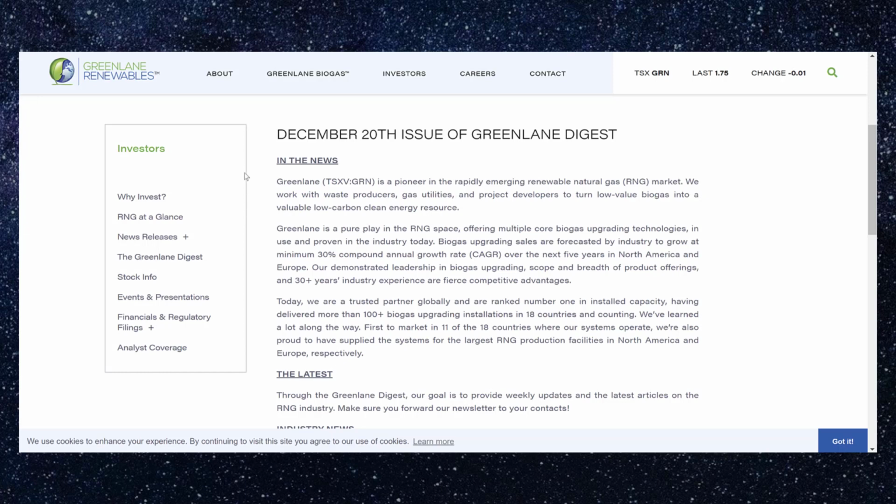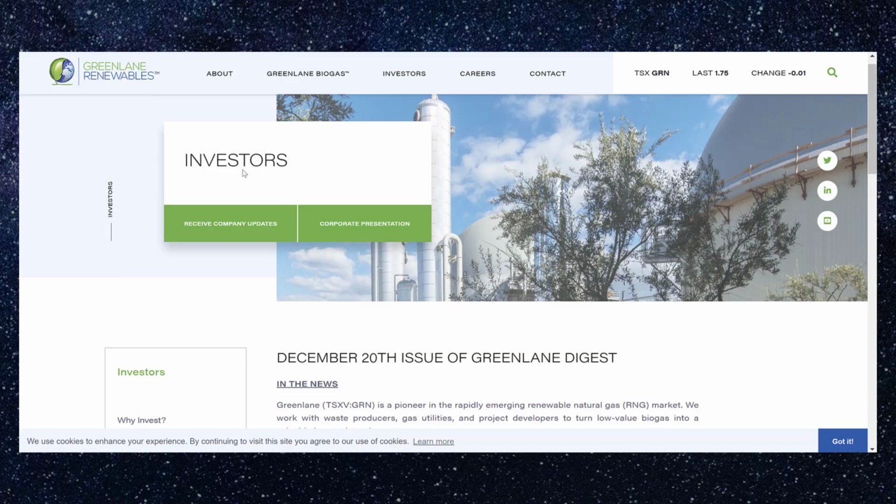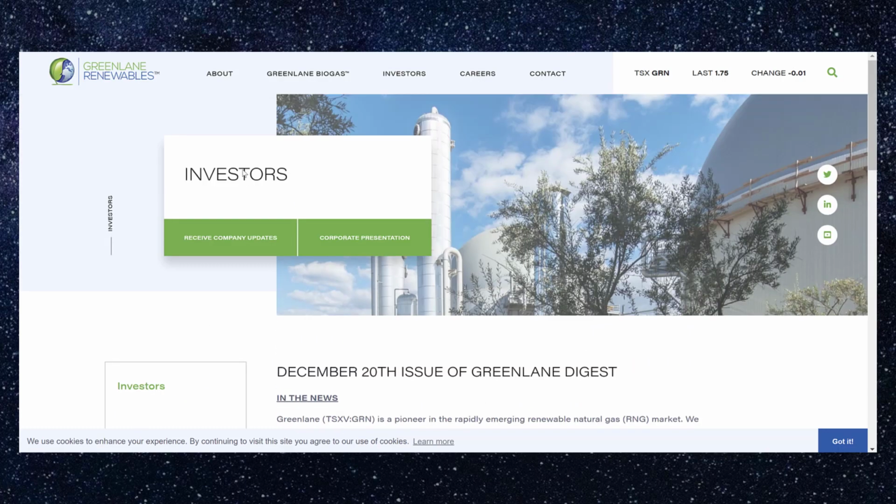So you can see that here it has why invest in the company, what the company does, news releases, stock info, and then events and presentations, when the next financial reports are coming out and things like that. Somewhere on the page, you should be able to download an investor presentation, which can be very useful for any investor. So here on the page, it's just this corporate presentation link.